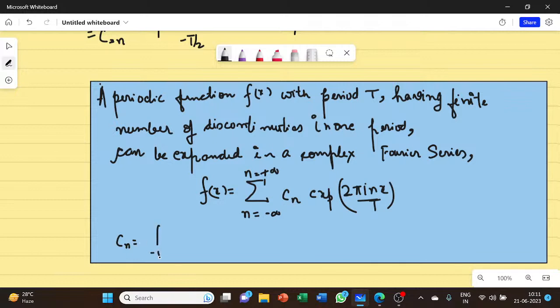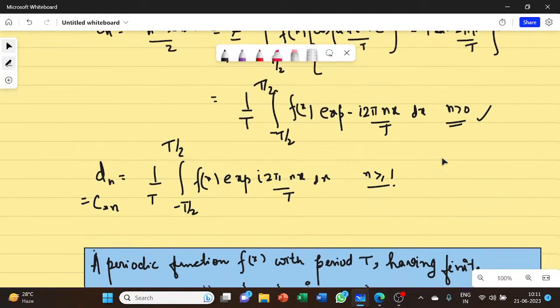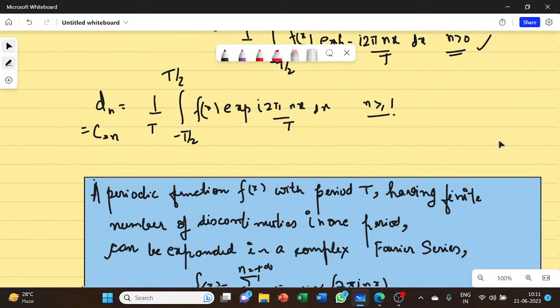Cn is equal to the integral from minus T by 2 to plus T by 2, and it will take care of everything, f of x, where n can belong to any integer now. Okay, so you see, instead of Dn, when you were writing Dn here, it was simply not minus n, rather it was n. And here, when you were finding Cn, it was minus n. So basically I can compactify and write it in this form.